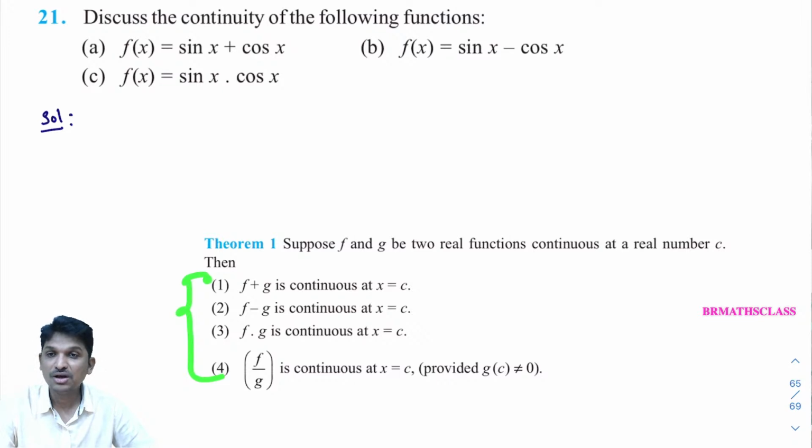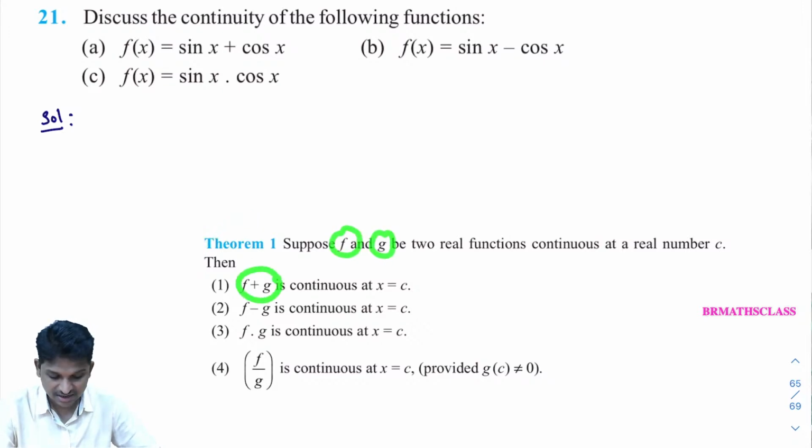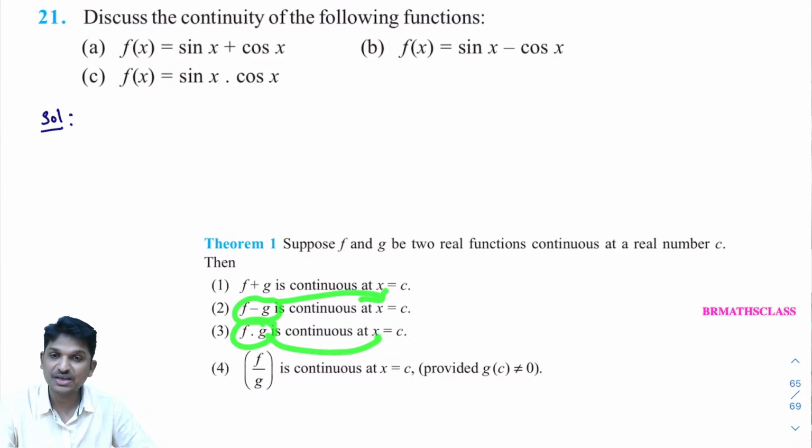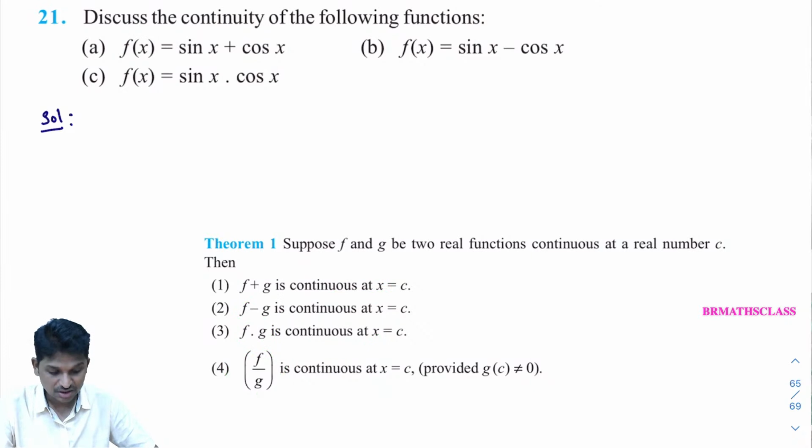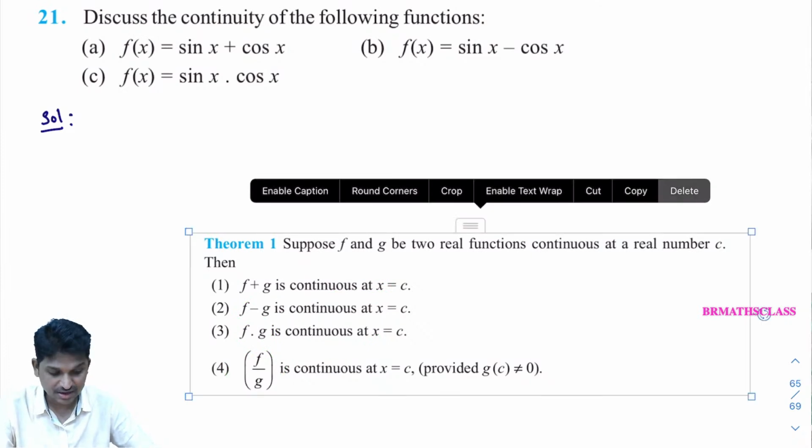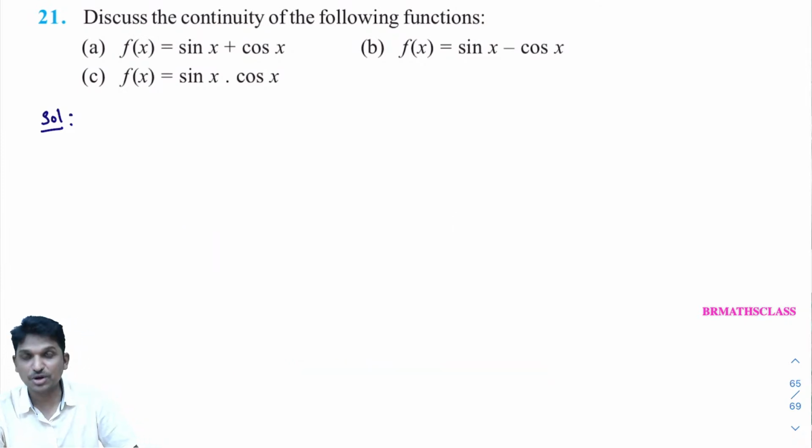So the 21st problem and the 34th problem, to do these two problems, I am going to use this theorem. What is this theorem? If f and g are continuous functions, then f plus g is continuous. If f, g are continuous functions at x equal to c, then f minus g is continuous at x equal to c. F into g is continuous at x equal to c. F by g is continuous at x equal to c. So I am going to use this theorem. Right. Let's start the solution for this problem.